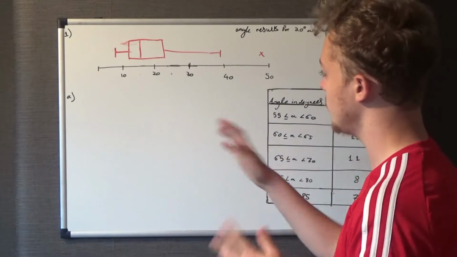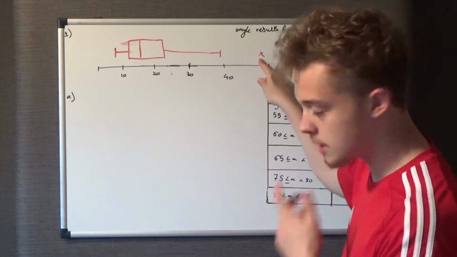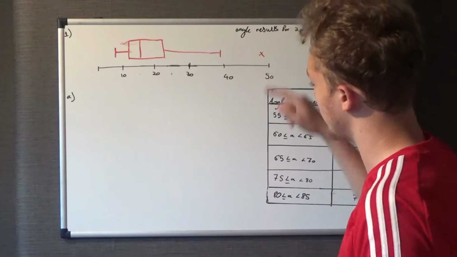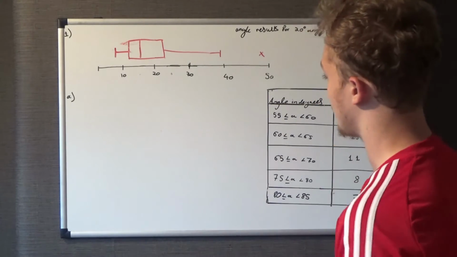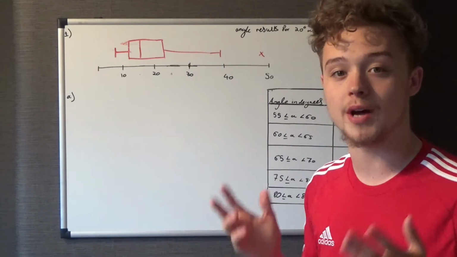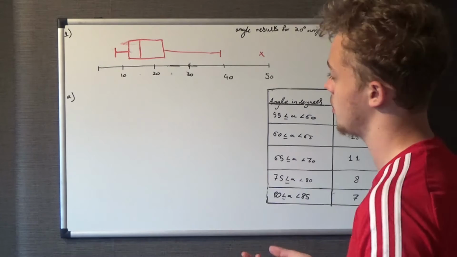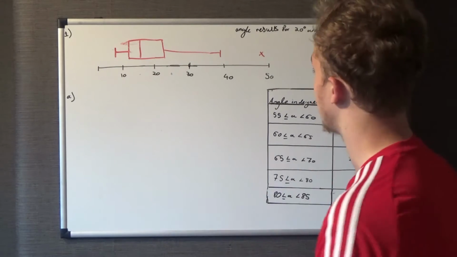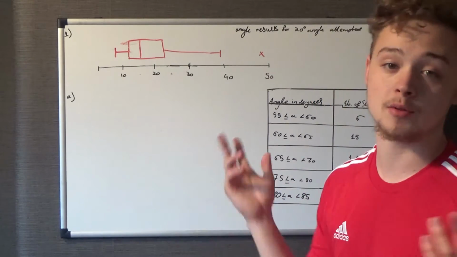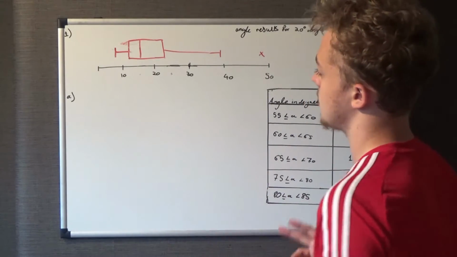Okay, we're given this box plot. We've quite clearly got an X marked on the 49 mark. And what we're told is that it's the results for angles drawn that were attempted to be 20 degrees by students, and obviously they weren't allowed to use a protractor, so it's kind of guesses of what the 20 degree angle is.